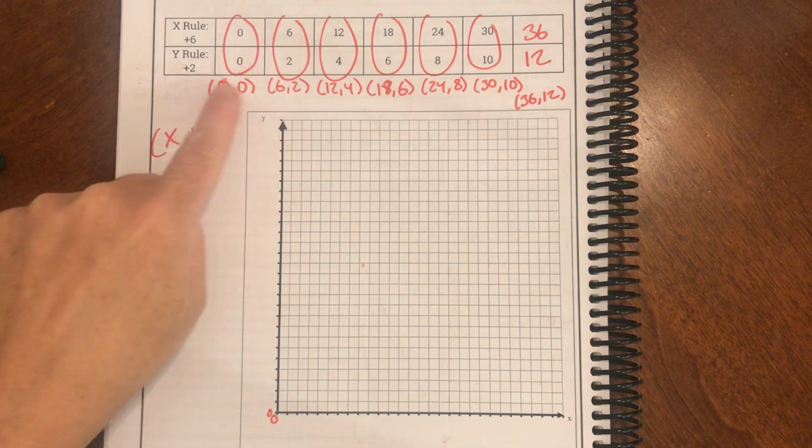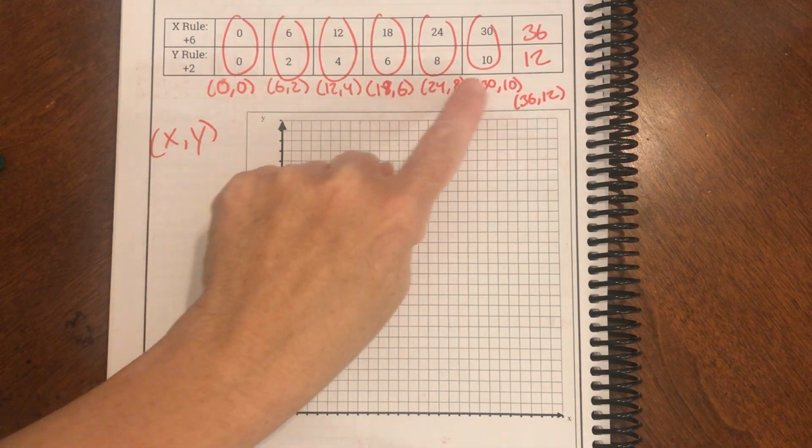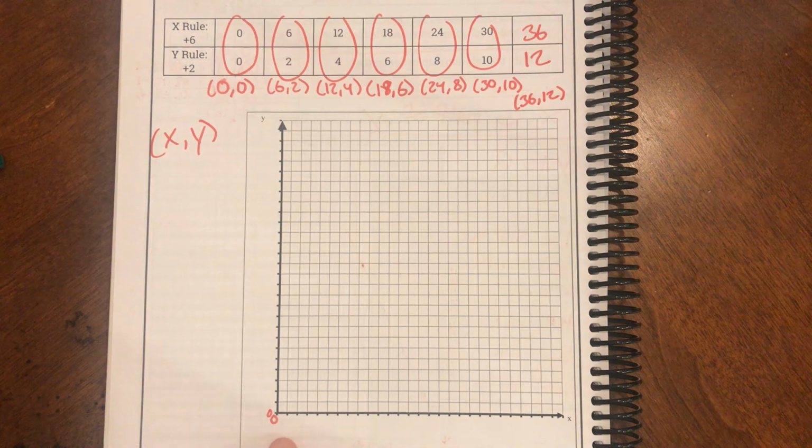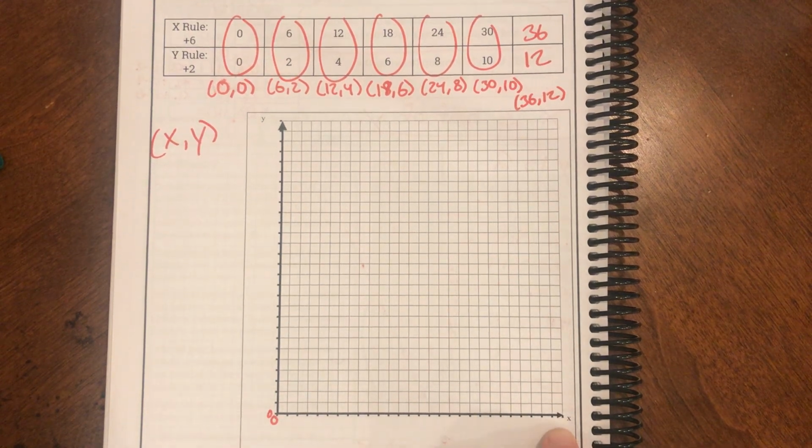My x's are 0, 6, 12, 18, 24, 30, 36. I don't know if this goes up to 36. I can count 1, 2, 3, 4, 5, 6, 7, 8, 9, 10. 1, 2, 3, 4, 5, 6, 7, 8, 9, 10. 1, 2, 3, 4, 5, 6. No, it's not going to go up to 36. So that means I need a scale. I need to count by something. Remember, I can't just count by ones and then go to 36. I need to have multiples.